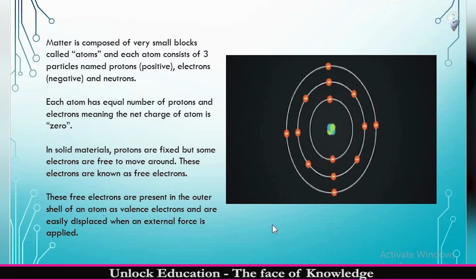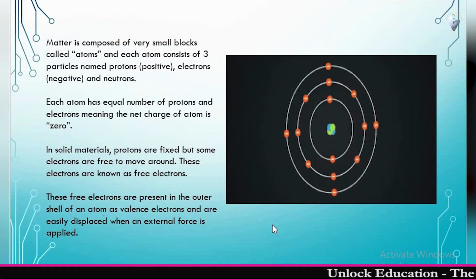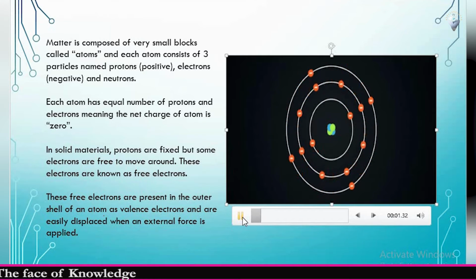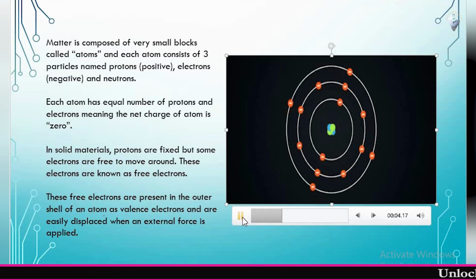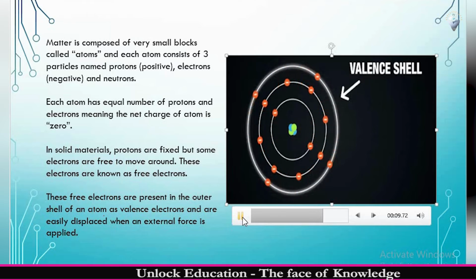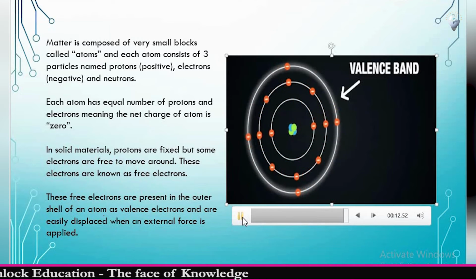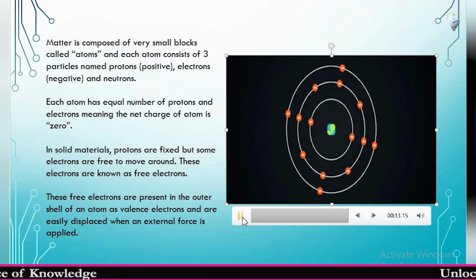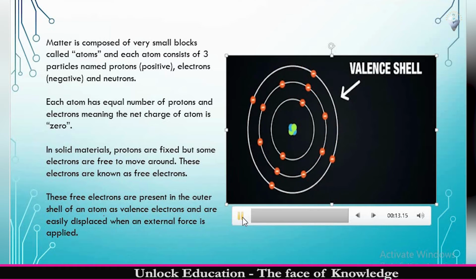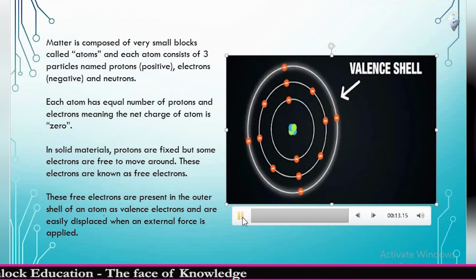Now, to understand this concept much better, let's go back to the basics we have read, atoms. Atoms are the fundamental building blocks of matter. Each atom consists of three particles named protons, which have positive charge, electrons, which have negative charge, and neutrons, which have no charge. Each atom has an equal number of protons and electrons, meaning the net charge of the atom is zero. In solid materials, protons are fixed, but some electrons are free to move around. These electrons are known as free electrons.